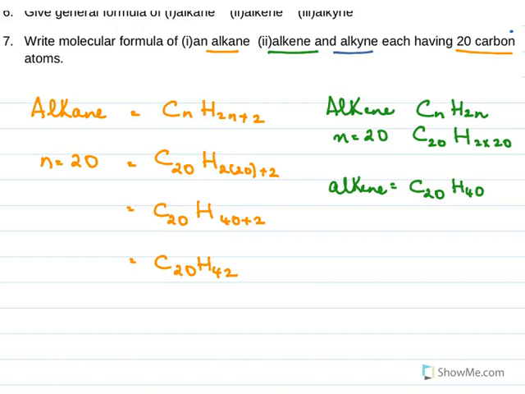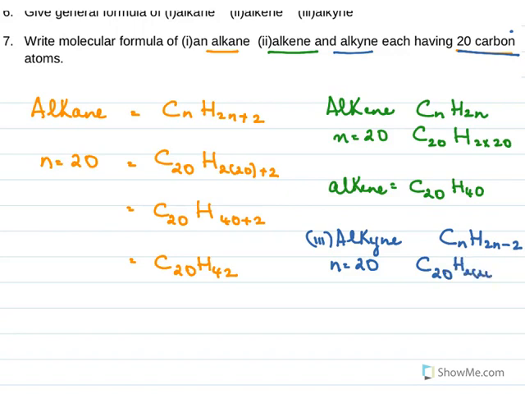Now we need to find an alkyne with 20 carbons. So the third one is alkyne. The alkyne general formula is CnH2n minus 2. So for alkyne, n equals 20. So C20H2 into 20, n is 20, minus 2. That is C20H40 minus 2. C20H38 would be an alkyne with 20 carbons.